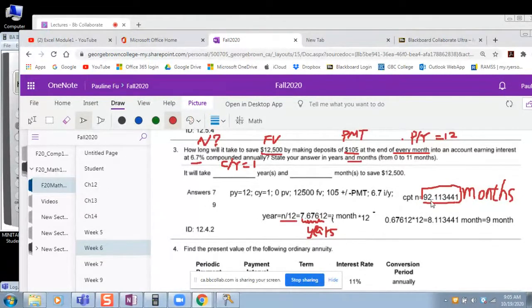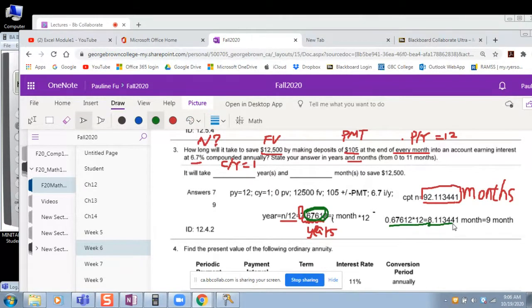So step 1, use 92.1134 divided by 12 to get 7.67612. This is years. It means it will take 7 years. And how many months? You have to use the decimal places here. 0.67612, this decimal part, multiply by 12, you get 8.113 months.